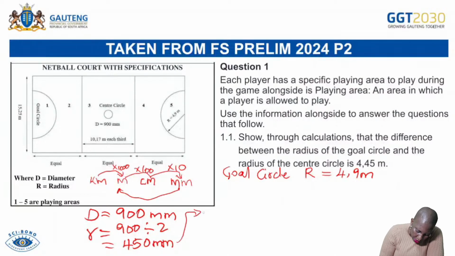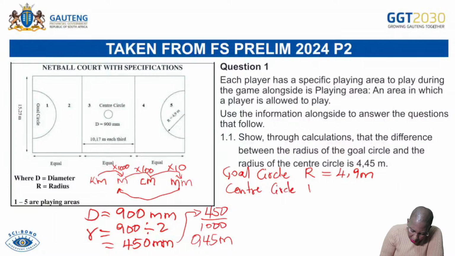Let me just do this. We divide it by 1,000. So it will be 450. We divide it by 1,000. Let me quickly do it. 450 divided by 1,000 will give us 0.45 meters. And then now we know that the radius for the center, now we are doing the center what? The center circle. The center circle, the radius is equals to what? 0.45 meters.